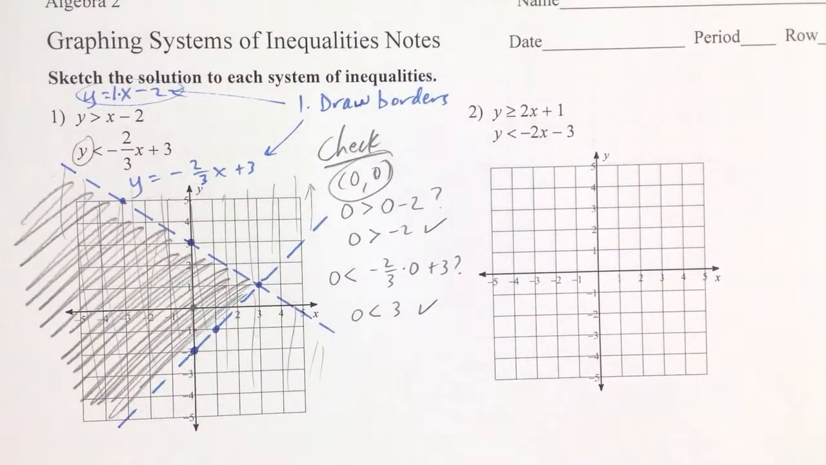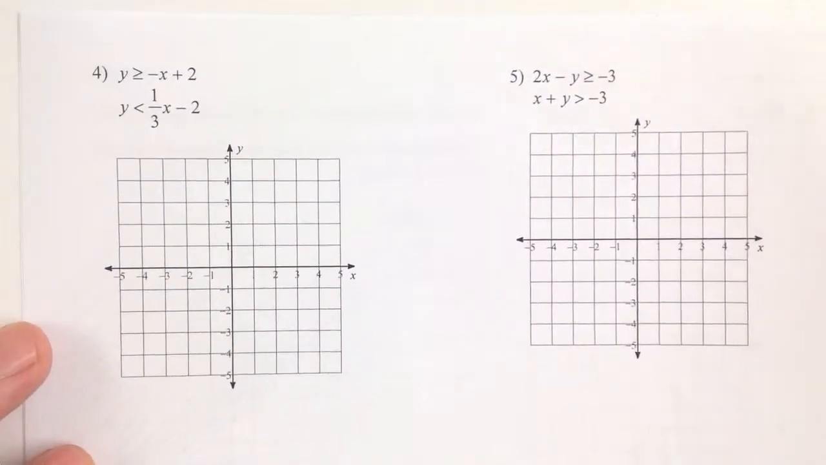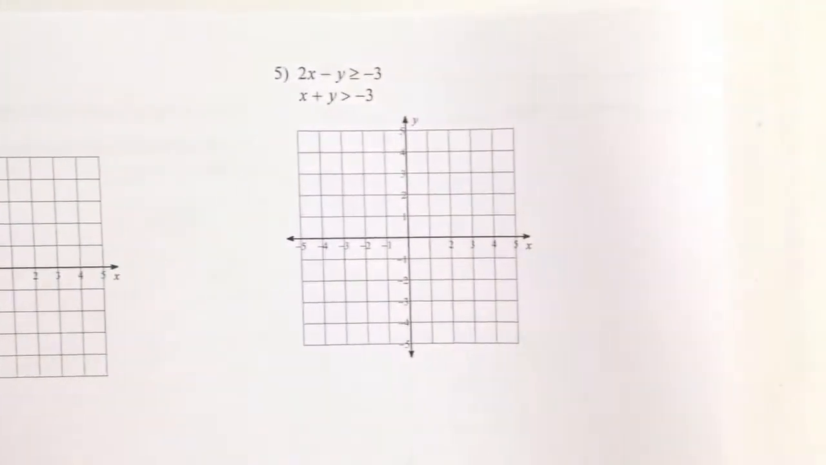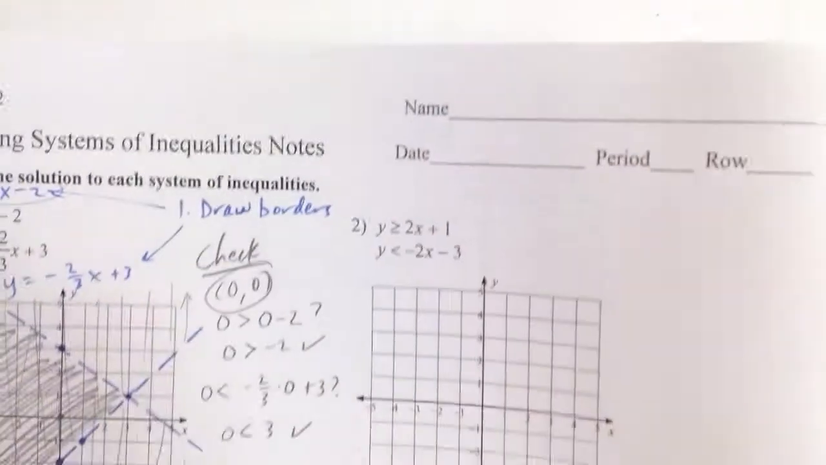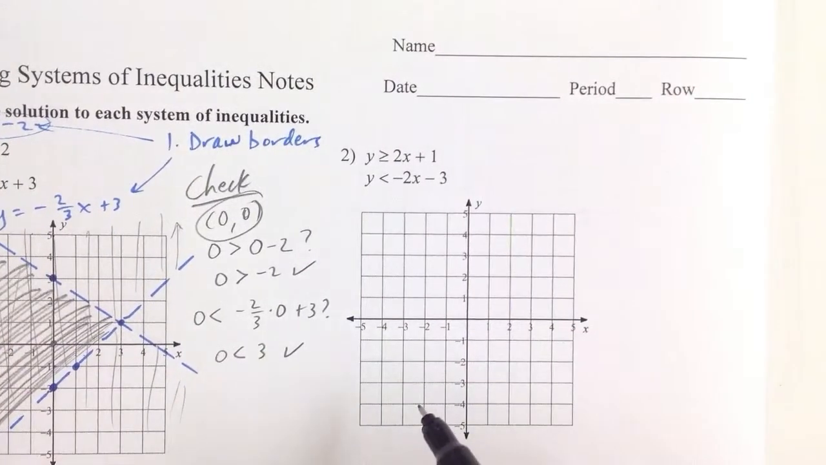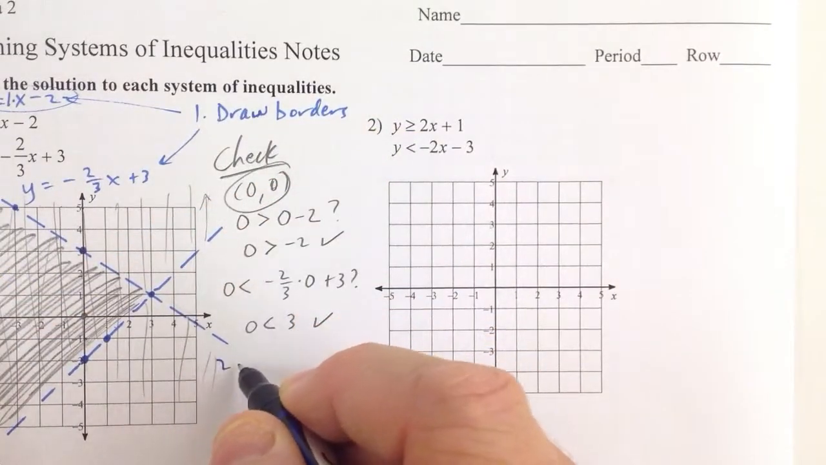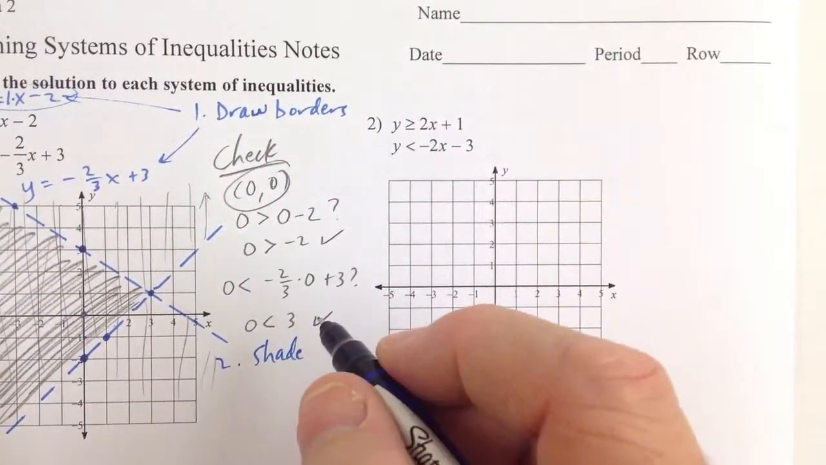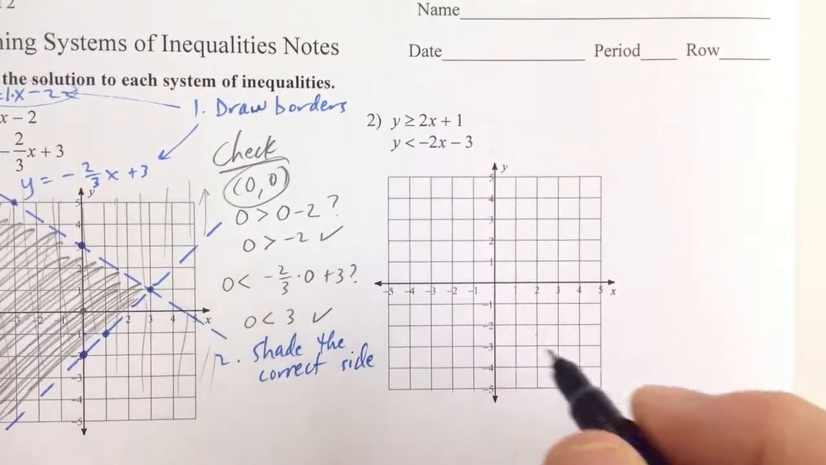Okay, so that's in a nutshell how to graph these things, but let me also graph number 5, because in number 5, y is not by itself. And so, you know what I forgot to do? I forgot to state the steps. So just to reiterate, 1, draw the borders. Number 2, shade the appropriate side, shade the correct side. Okay.